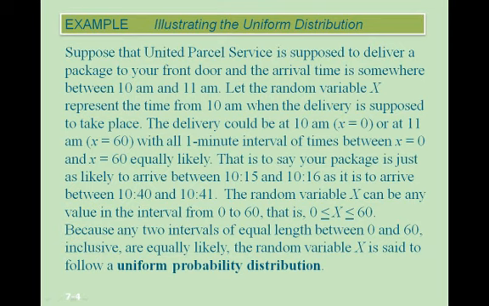The delivery could be at 10 a.m., where x is 0, or at 11 a.m., where x is 60, with all 1 minute intervals of times between x is 0 and x is 60 equally likely. That is to say, your package is just as likely to arrive between 10:15 and 10:16 as it is to arrive between 10:40 and 10:41. The random variable x can be any value in the interval from 0 to 60. Because any two intervals of equal length between 0 and 60 inclusive are equally likely, the random variable x is said to follow a uniform probability distribution.